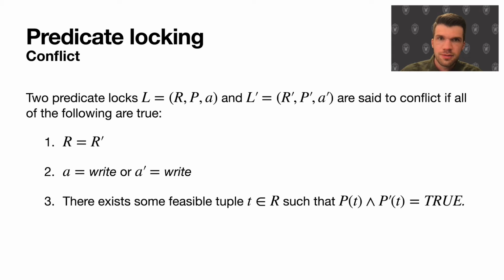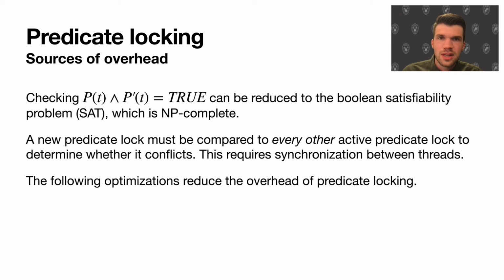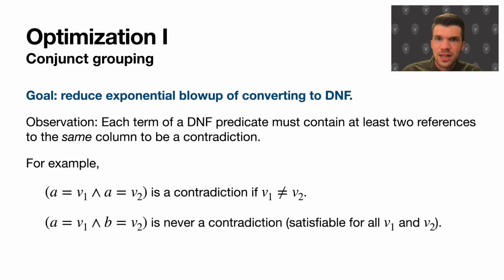Two predicate locks are said to conflict if they access the same relation, at least one is a write, and there exists some feasible tuple in the relation such that the conjunction of the two predicates on that tuple evaluates to true. The first two conditions are relatively easy to verify. However, verifying the conjunction reduces to Boolean satisfiability, which is NP-complete. Typically, this is achieved by converting the conjunction to disjunctive normal form, or DNF, but for certain forms of predicates, this requires exponential time and space. Furthermore, a new predicate lock must be compared to every other predicate lock to determine whether it conflicts, which requires synchronization between threads. I will now discuss our optimizations that reduce the overhead of predicate locking.